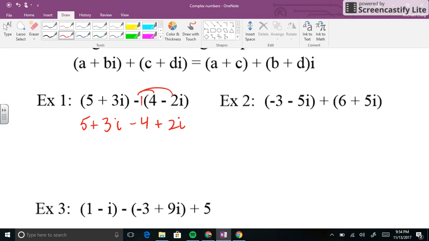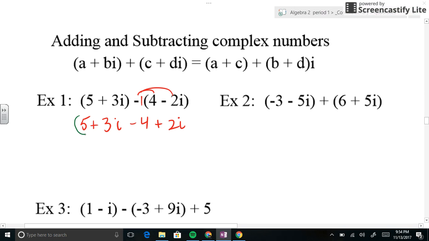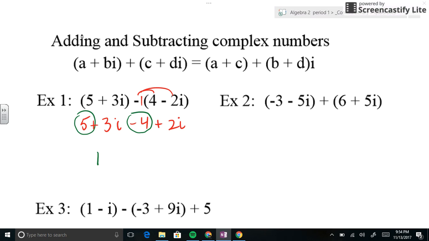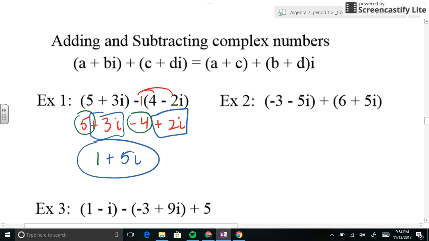So now I just combine like terms. So I have a 5 and a negative 4. 5 minus 4 is 1. And I also have a positive 3i and a positive 2i, which would give me positive 5i. And that's what you get when you add those like terms.